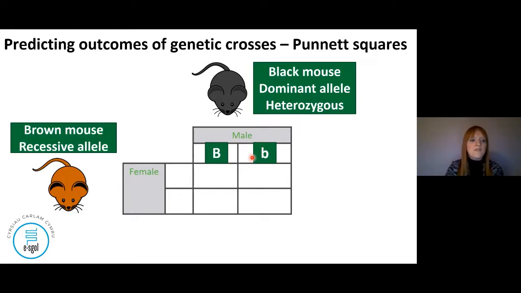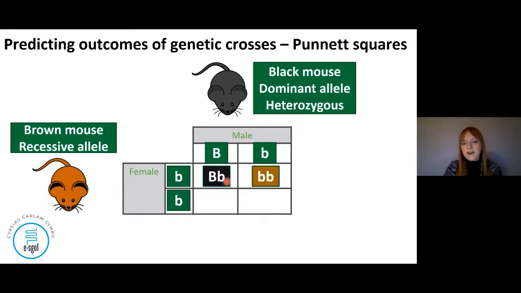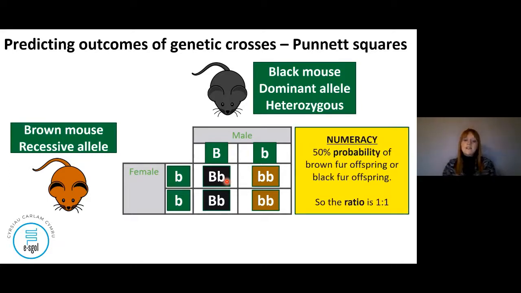If we cross him now with the female brown mouse, which is small b, let's have a look what the probability would be this time. So we cross them together. So big B, small b would give us black fur. Small b, brown fur. Big B, small b, black fur. Small b, brown fur. So in this case, there is a 50% chance that their offspring would either have brown fur or black fur. So because there's a 50% probability, the ratio is 1 to 1. It's 2 to 2, but we can simplify that, can't we, to 1 to 1.